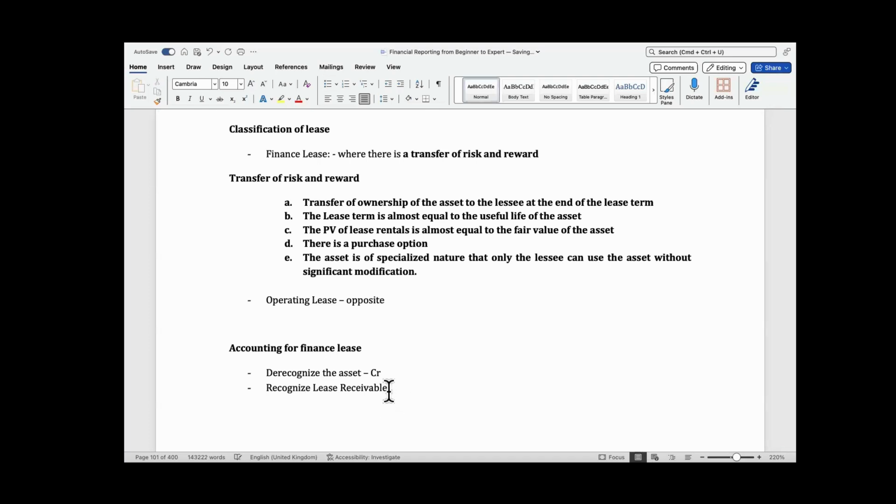And there's another name for it. They call it net investment in the lease. You can also call it net investment in the lease. This is what you would debit. That's what this lessor would do majorly. That's the first thing he would do.